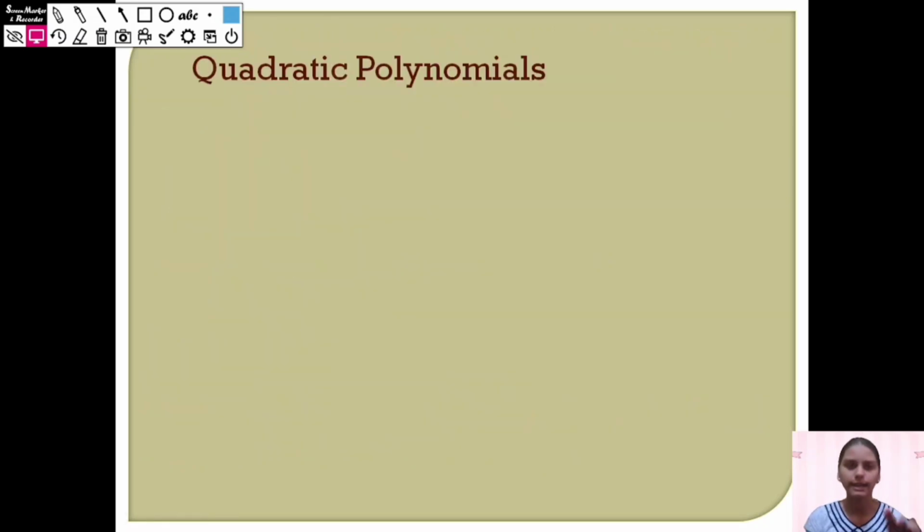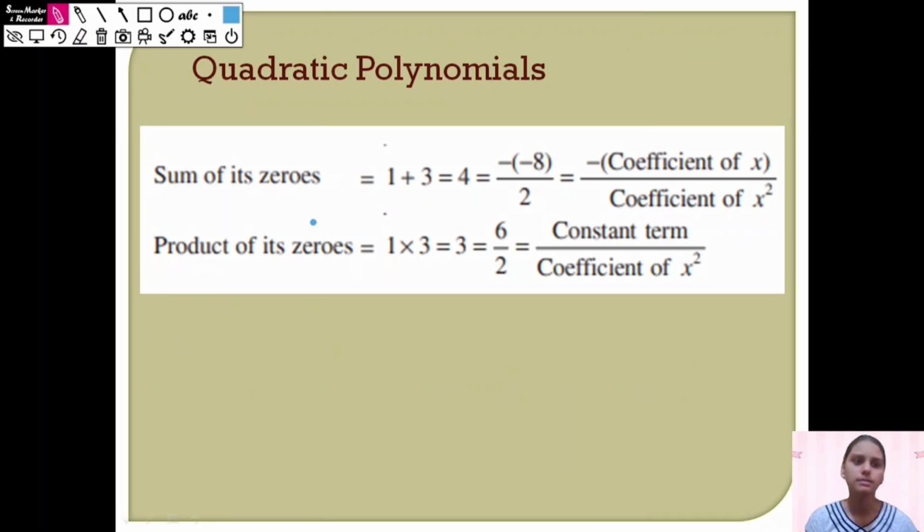See, we are taking quadratic polynomials. Now, sum of its zeros. Our two zeros were 1 and 3, isn't it? So I'm going to add them. When I add them, I'm going to get 4. Okay. Now, listen to this properly. If I take the negative of coefficient of x, while learning itself, you learn it like this: negative of coefficient of x. Only then whenever you're writing it, you will never forget the minus sign.